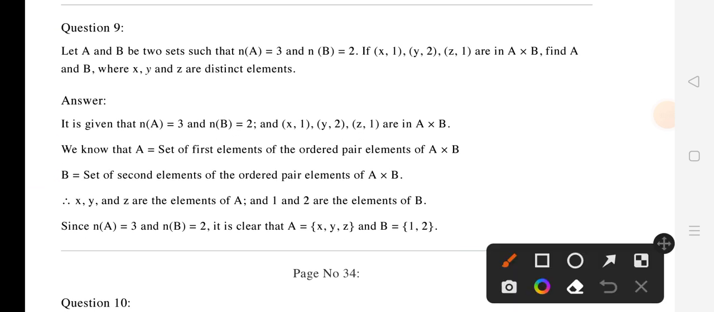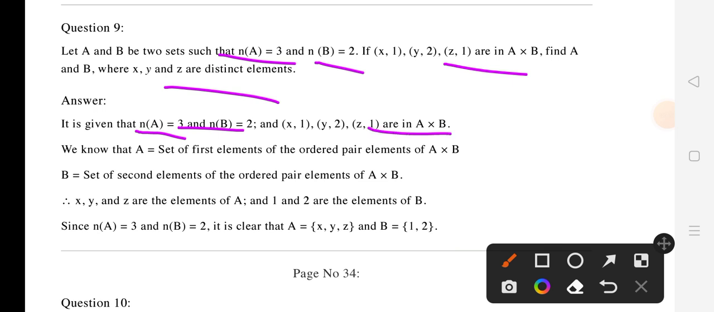Next question is, let A and B be two sets such that the number of elements in A is 3, the number of elements in B is 2. If (x,1), (y,2), (z,1) are in A cross B, find A and B, where x, y, z are distinct elements. So it is given that the number of elements in A is 3, the number of elements in B is 2, and (x,1), (y,2), (z,1) are in A cross B.